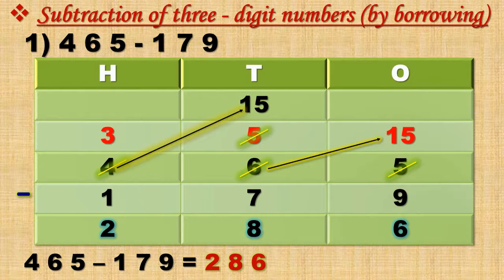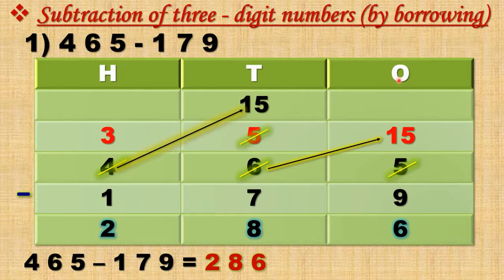Students, see first example, 465 minus 179. Place them in place value table. First let us write each digit in their places. So we have ones, tens and hundreds place. First we will start from ones place.